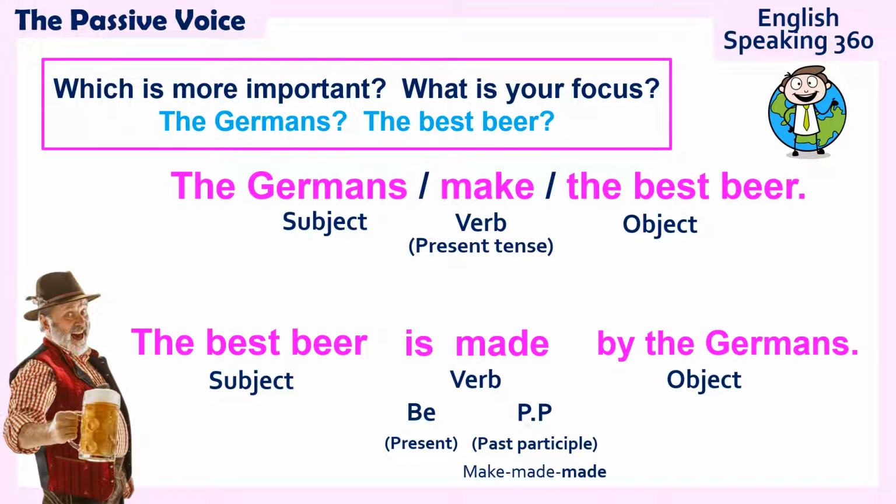That's okay. But if you are giving a speech on beer, then you have to use the second sentence, because your focus is the beer. The best beer is made by the Germans. In the second case, the Germans are not so important. The beer is the star of the show.